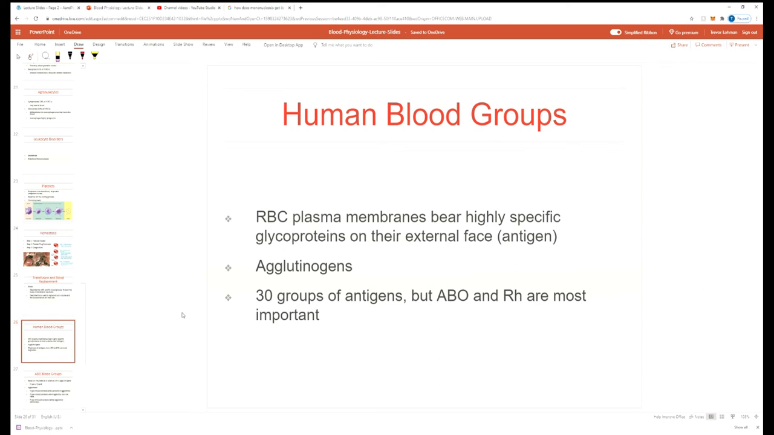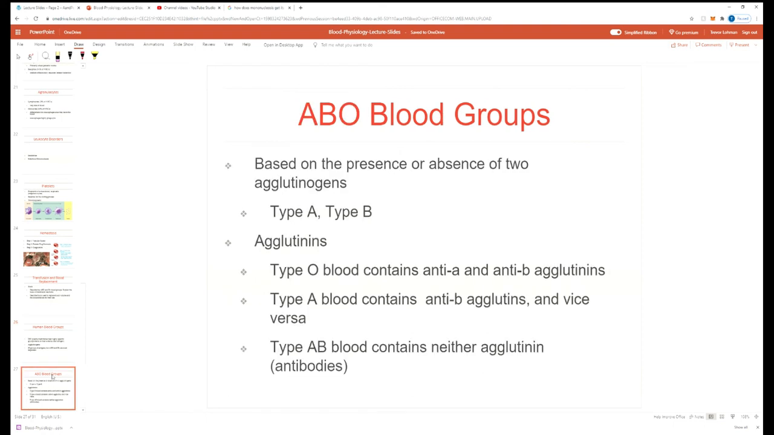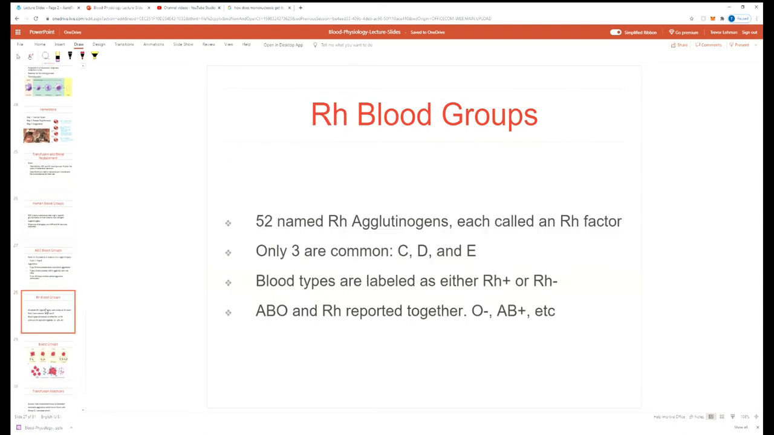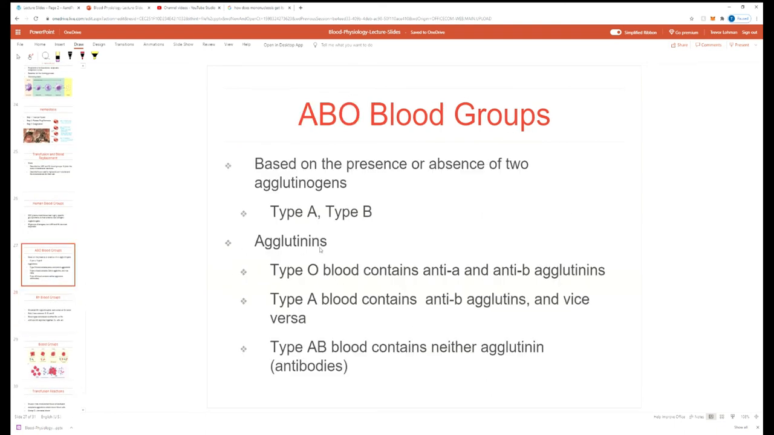There are a lot of groups of antigens, 30, but ABO and RH are the most important. If we match these, the likelihood of a transfusion reaction is basically 0 if the ABO and RH groups are matched. It's not basically 0, it's low. The chance of this happening is very low. Okay, so let's just talk about, do we even talk about RH? Do I have a slide? I do, okay. But let's talk about ABO blood typing.